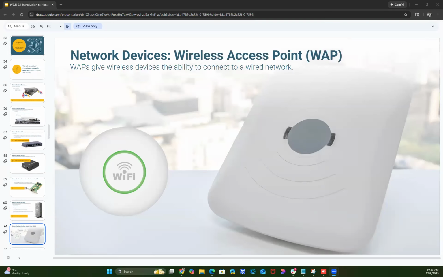What is the WAP? WAP is the Wi-Fi network. So a WAP gives wireless devices the ability to connect to a wired network.